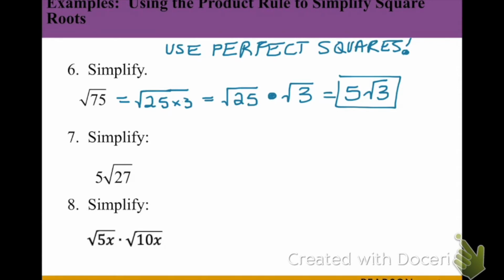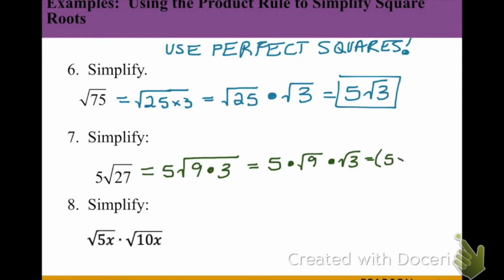If we go to the next one, where we're trying to simplify 5 times the square root of 27, notice we're going to have that 5 there, but we can split the 27 into the perfect square of 9 times 3. Using the product rule, we can break that apart into 5 times the square root of 9 times the square root of 3. Then if we simplify that square root of 9, that'll give us 5 times 3, which would give us 15 square root 3.